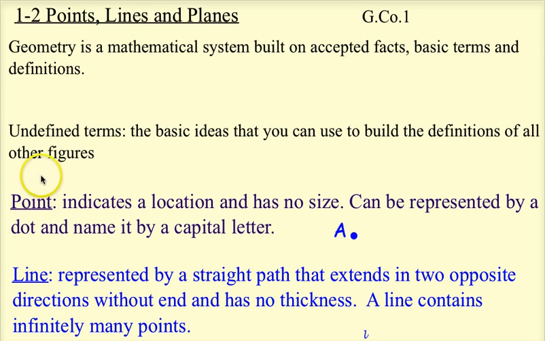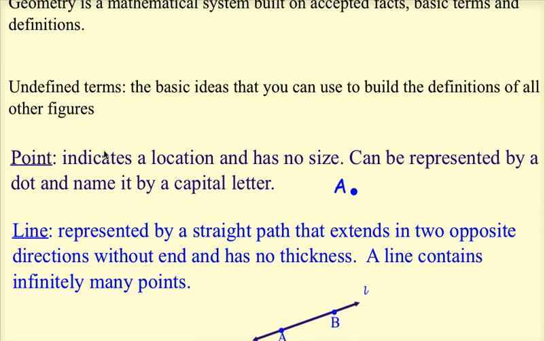The first thing we're going to go through are some undefined terms. Undefined terms are the basic ideas that you can use to build the definitions of all other figures. So the first undefined term that we're going to talk about is a point. A point indicates a location and has no size. This can be represented by a dot, and we name it by a capital letter. So right here is an example of a point, and we call this point A.